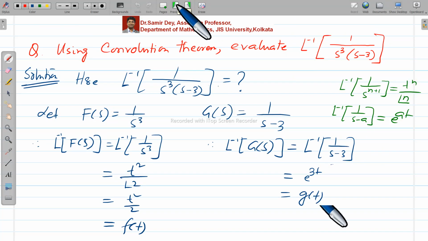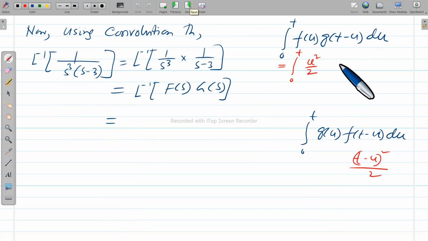What is your g(u)? g(t) is equal to e to the power 3t. So what will be g(t minus u)? It is coming e to the power 3(t minus u) into du, and here it should be e to the power 3u. Clear or not? And from 0 to t into du.